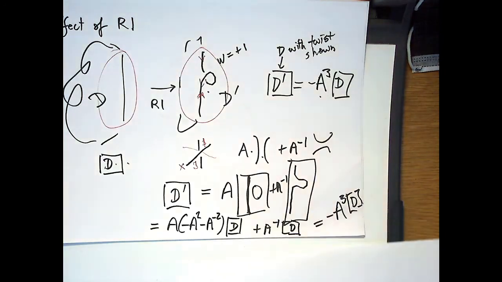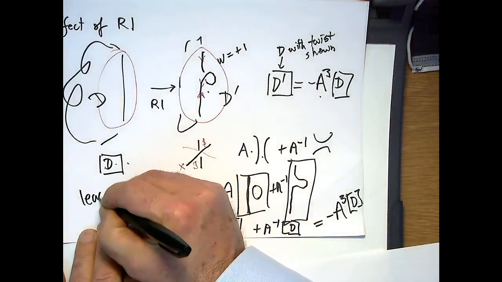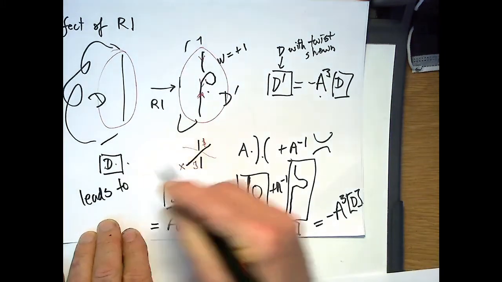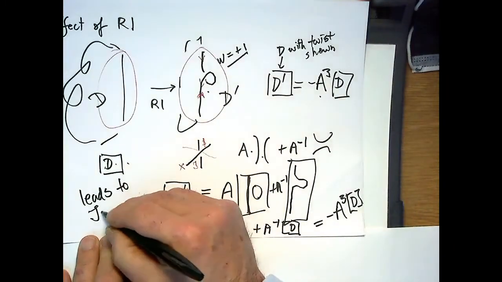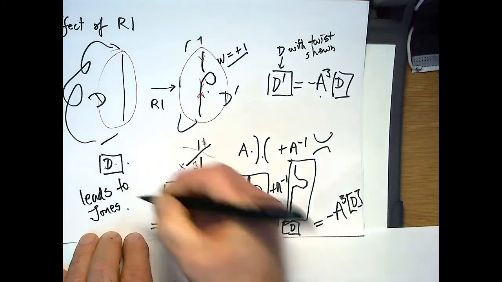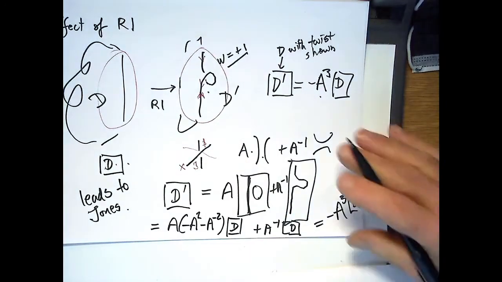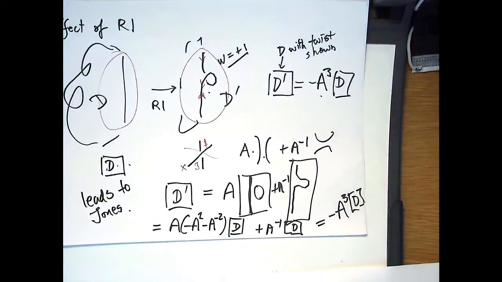Before I say that, let's say this leads to the Jones polynomial. By combining the writhe with this formula, we get the Jones polynomial. And I'll do that in just a few minutes. But I want to do another example now.